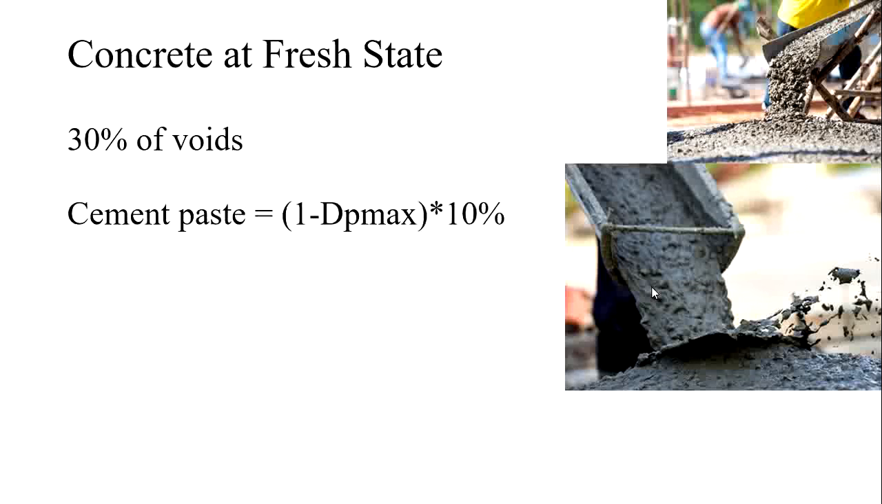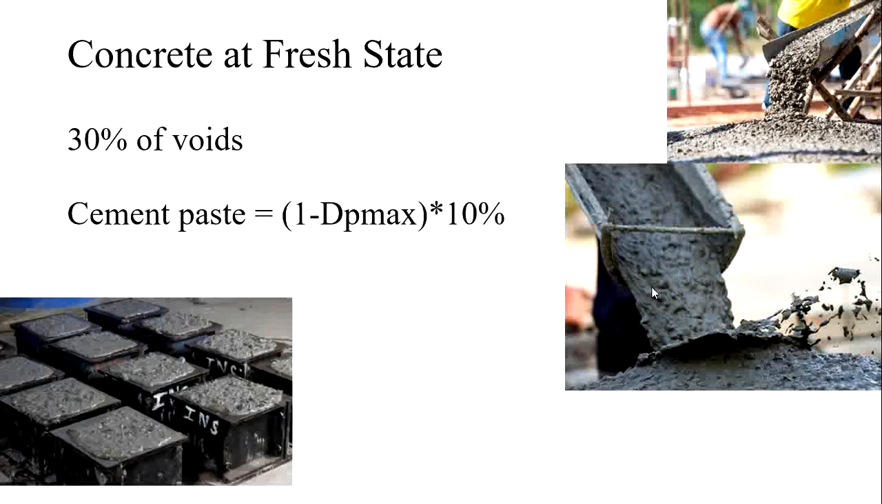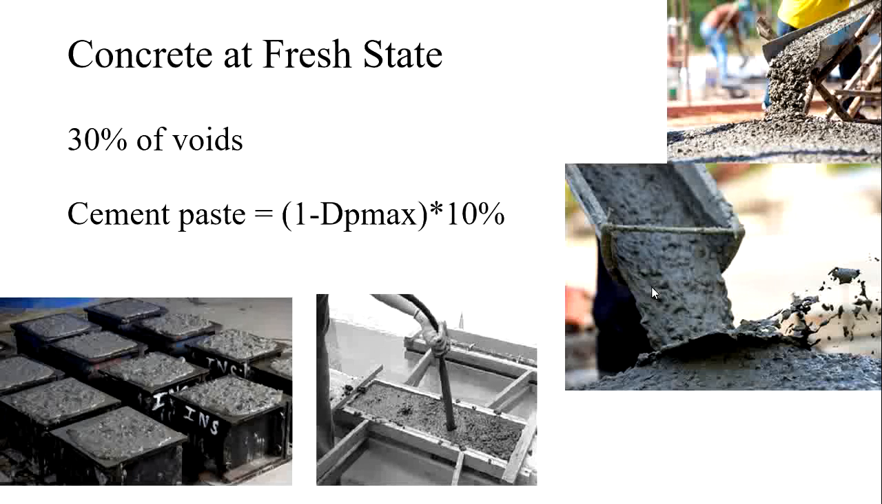So, in order to calculate the value of cement that should be used in the concrete mix proportion, we are going to use the following formula, which is nothing but 1 minus dP max into 10%, where dP max is the maximum particle density, and the 10% is an assumption we are using in order to reduce the 30% of voids. Therefore, when concrete is placed in molds initially, there will be lots of voids present in between.